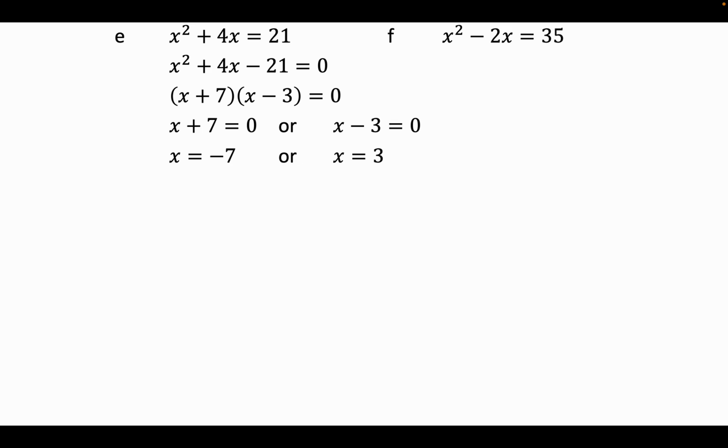Last example, question F, same thing as E with that hiccup, it equals 35. We can't have it equaling anything other than 0, so we need to subtract 35 from both sides before we try to factor. X squared minus 2x minus 35 equals 0 is what we end up with at that point. Find the two numbers that multiply to negative 35 and add to negative 7. Sorry, add to negative 2. That would be negative 7 and 5. So the factoring is x minus 7, x plus 5 equals 0.